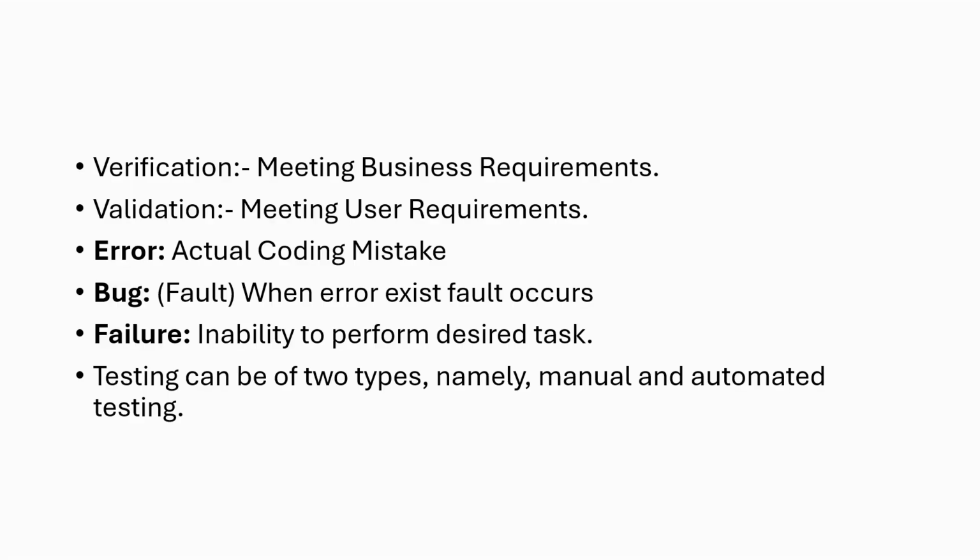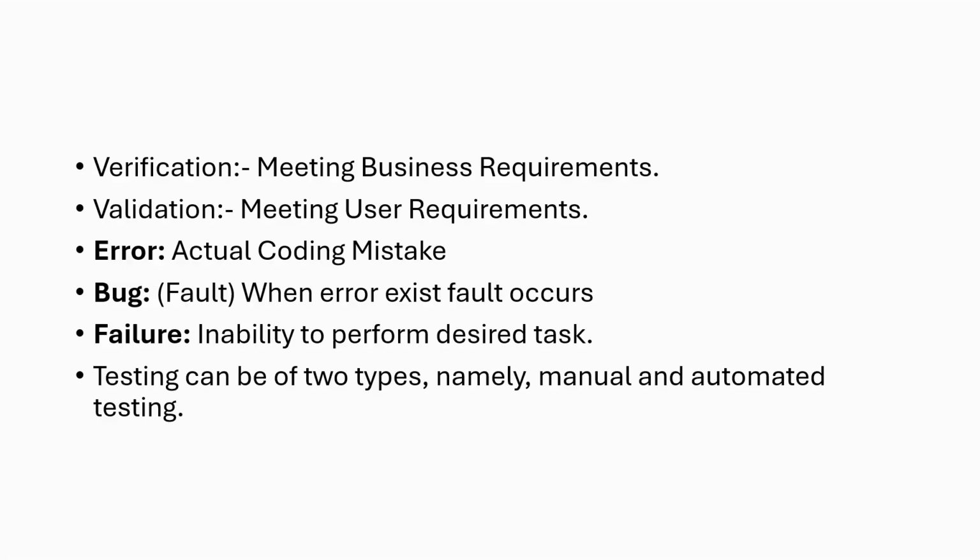A bug occurs only when an error exists in the code. And a failure happens when the software cannot perform its intended function due to a bug, like a system crash, or not getting a proper output, or the system fails.